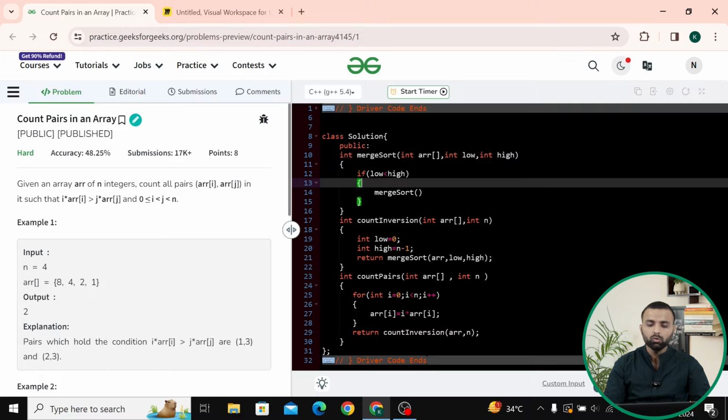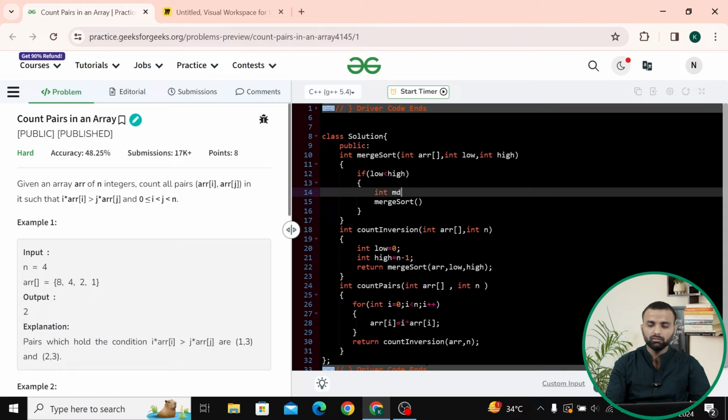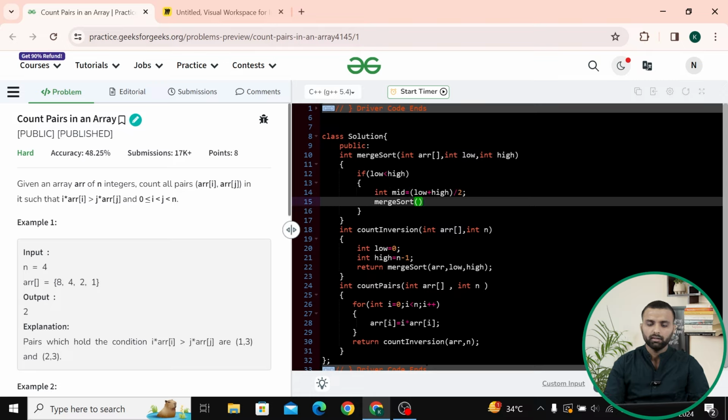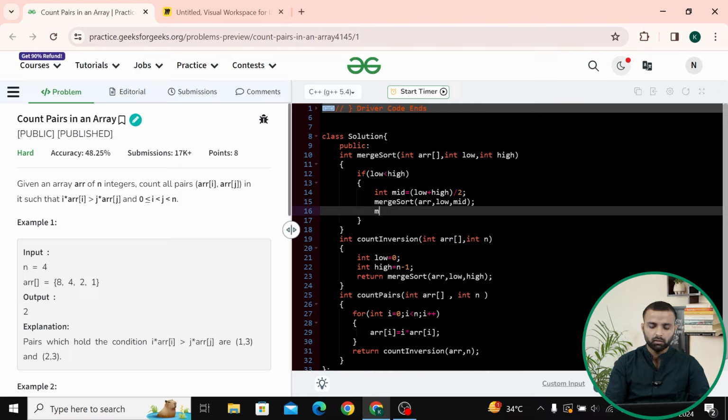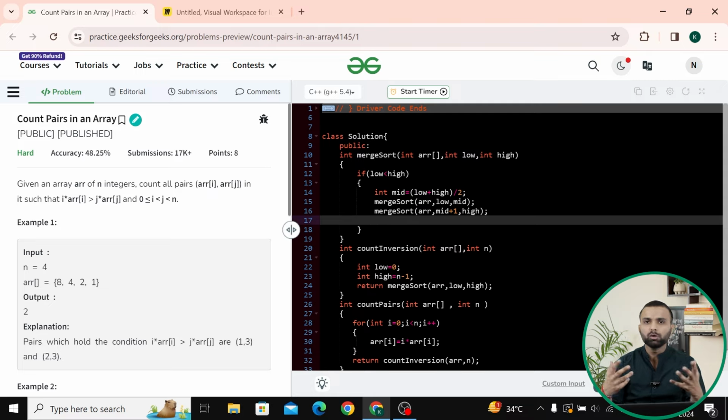Before calling, we have to find the mid. Let's find the mid first. Mid is low plus high by 2, right? Now in the merge sort part, we have to pass the array from low up to mid, because we have to divide into 2 halves, and then mid plus 1 and high. After that, we have to merge. We have to call the merge function with low, mid and high there, right?